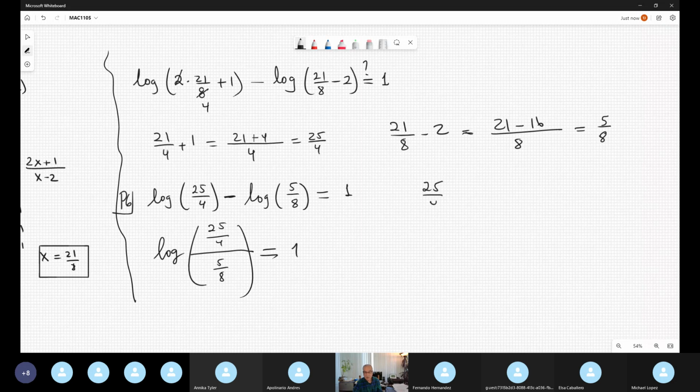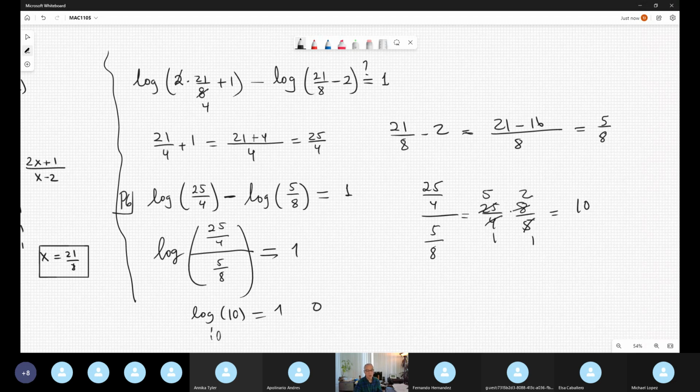25 over 4 divided by 5 over 8 is easy. It's 25 over 4 times reciprocal, 8 over 5. Oh, easy. You simplification. Divided by 5, 1. Divided by 5, 5. Because 25 is 5 times 5. Divided by 4, 1. Divided by 4 is 2. 5 times 2 is 10. And 1 times 1 is 1. It's invisible. This is equivalent to say logarithm of 10. A logarithm of 10 is 1? Yes. Because when the base is 10 and the argument coincide, is 1. Okay. The solution 21 over 9. I know it's weird, but it's good solution.